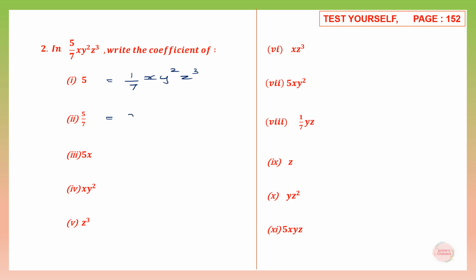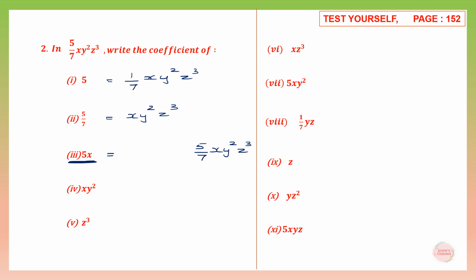That will be x y square z cube. Third one, we have to leave out 5x. So let's write the question. 5 by 7 x y square z cube. Now we are asked to leave out 5x.